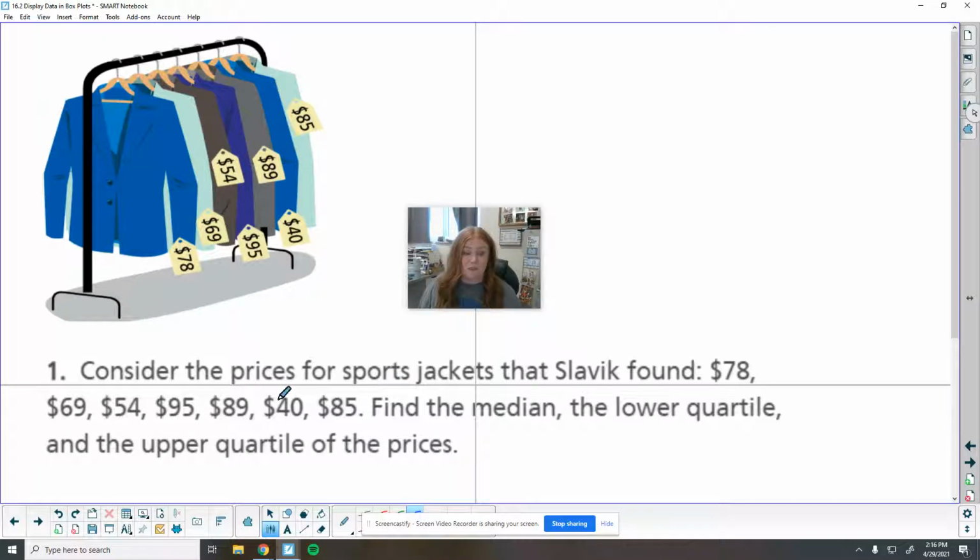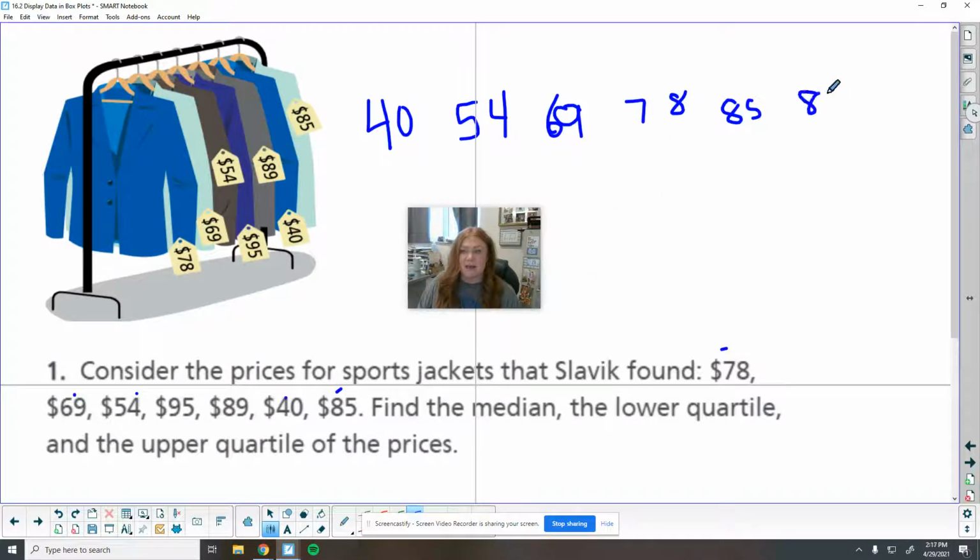So the first thing we want to do is put these numbers in order. Take a second and put those in order, and then come back when you are ready to check that out. So I can see here is 40, and then we've got 54, 69 looks like my next one. Oh, that was a crazy one. 78, then 85, 89, and 95. So we want to find the median first.